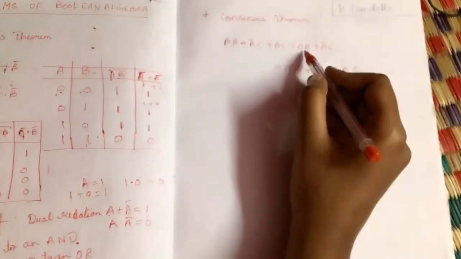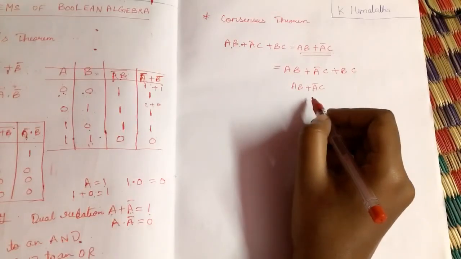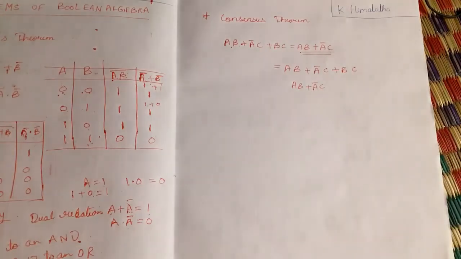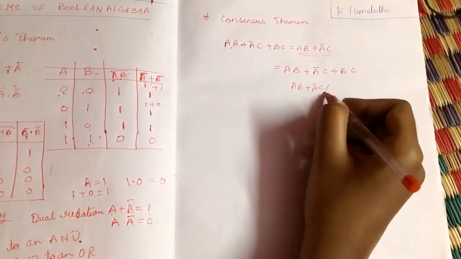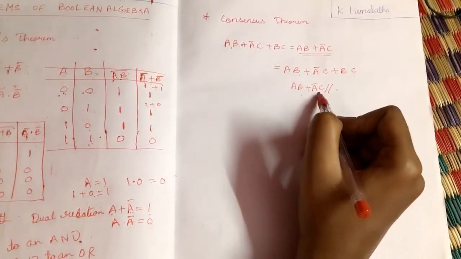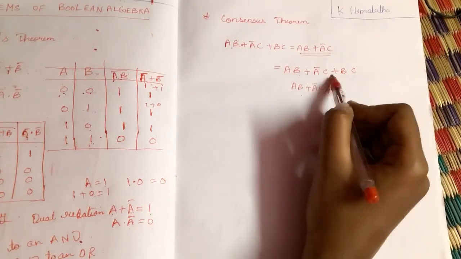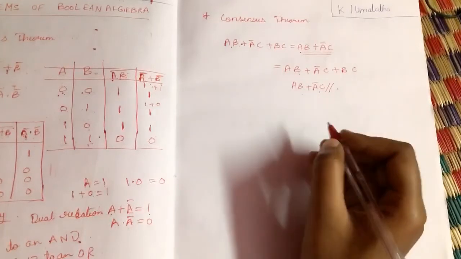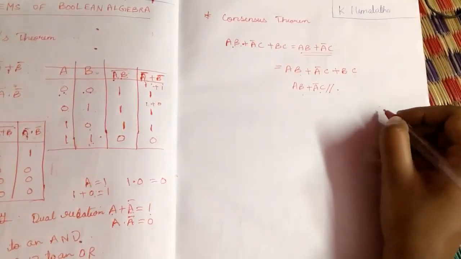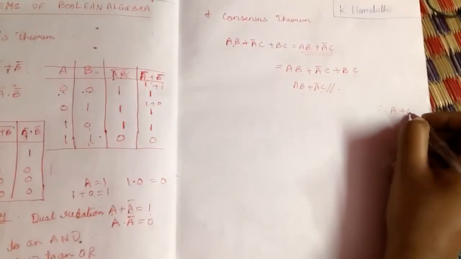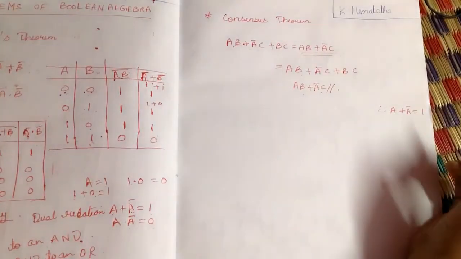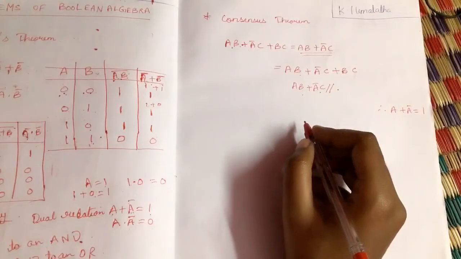Again I take AB plus A bar C, and now we are going to solve this. So we need to prove that this expression is equal to this one. For that I am going to add one condition to it. As we saw in the duality law, A plus A bar is equal to 1. That condition only we are going to apply in this formula.